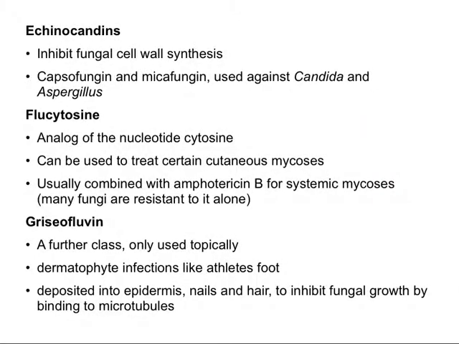The echinocandins inhibit fungal wall synthesis. Those include caspofungin and micafungin, and they can be used against candida and aspergillus. Flucytosine is an analog of the nucleotide cytosine, hence its name. It can be used to treat certain cutaneous mycoses, and often it's combined with amphotericin B for systemic mycoses, because many fungi are resistant to flucytosine alone.